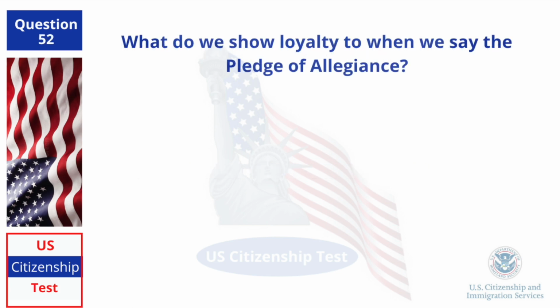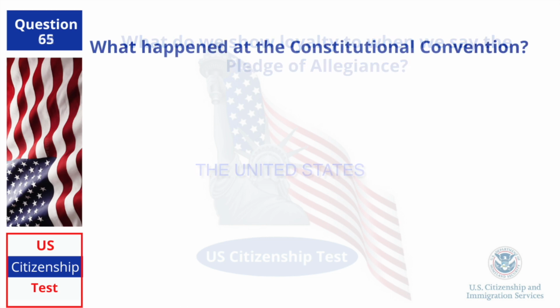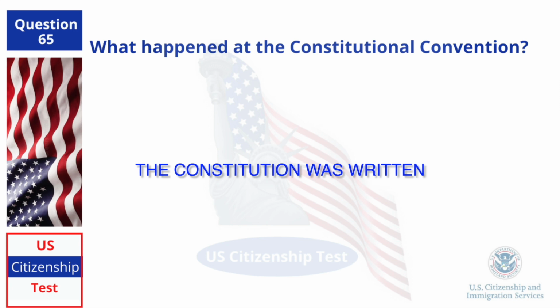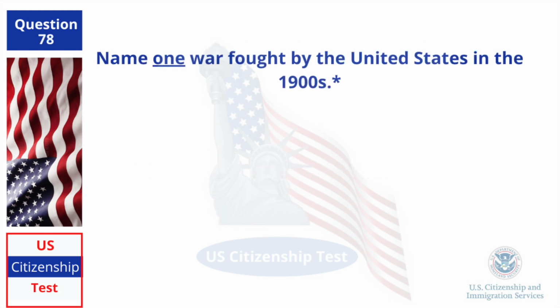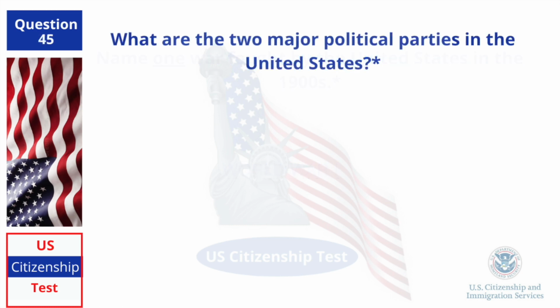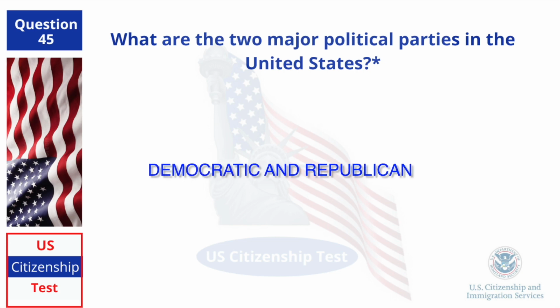What do we show loyalty to when we say the Pledge of Allegiance? The United States. What happened at the Constitutional Convention? The Constitution was written. Name one war fought by the United States in the 1900s. World War I. What are the two major political parties in the United States? Democratic and Republican.